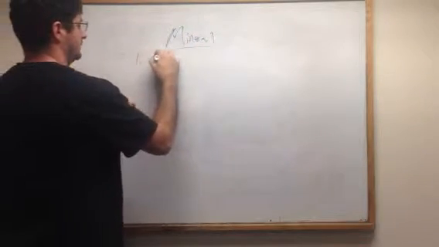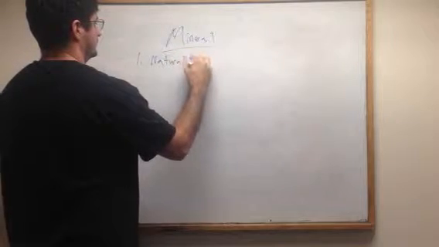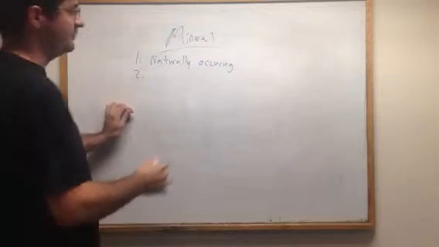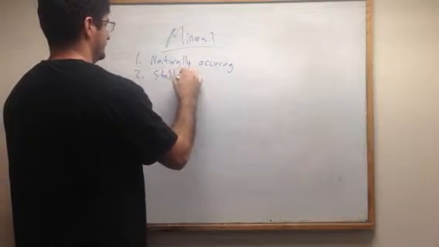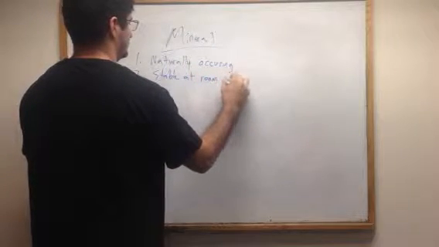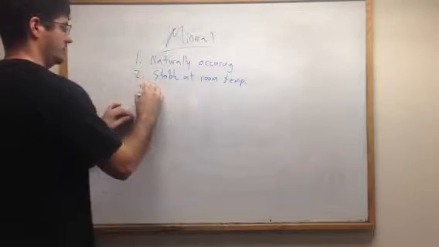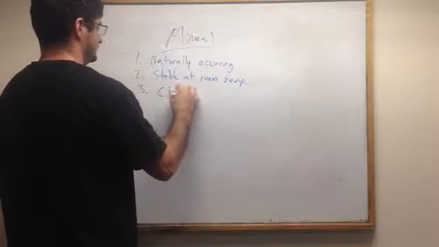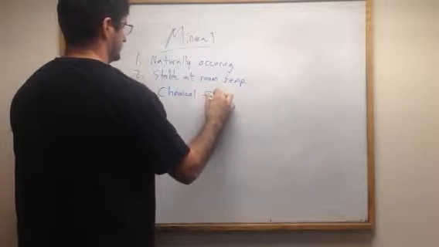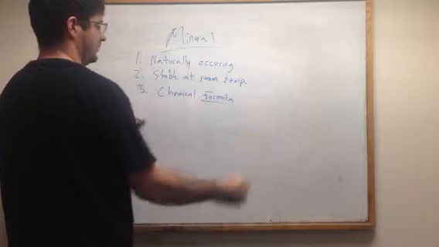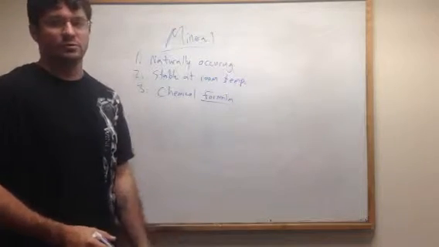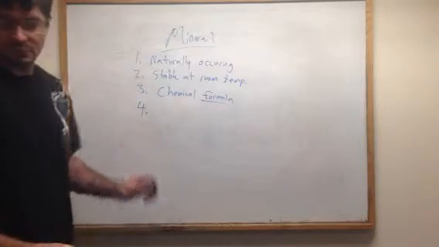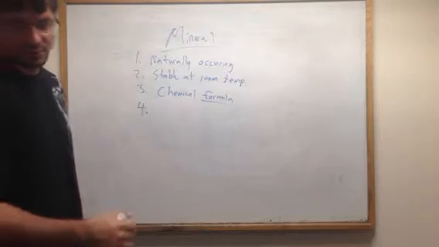One, it's naturally occurring. Two, it's stable at room temperature. Number three, it's represented by a chemical formula. That's a human construct. If a mineral is new, it doesn't have the chemical formula, it's probably still a mineral. Four, usually abiogenic.